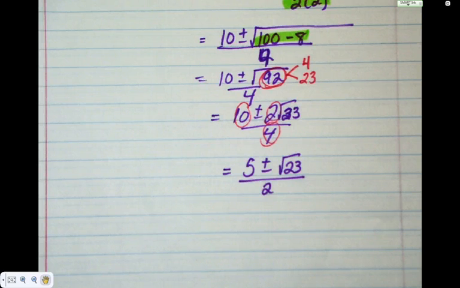You have a choice. You can leave it like that, just like yesterday, or you can split it off into the 2 answers. It's completely up to you. So you could write 5 plus root 23 divided by 2 and 5 minus root 23 divided by 2. Or we can leave it. Totally up to you.